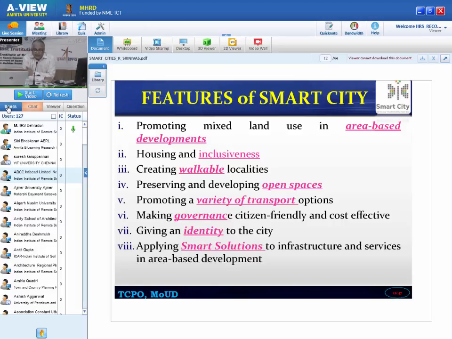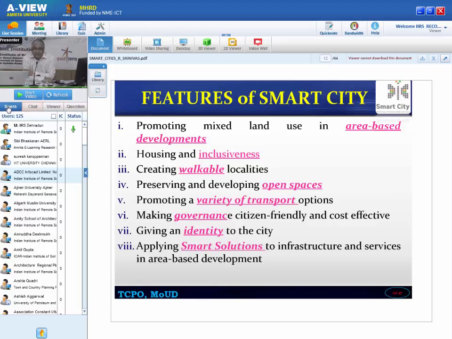Similarly, you need to promote a variety of transport options. The smart city can go for the metro rail. At least compared to bus transport, it may be a very expensive option, but at the same time, it can carry a large number of commuters. The best example is Delhi, which is now almost carrying 2 million persons per day.